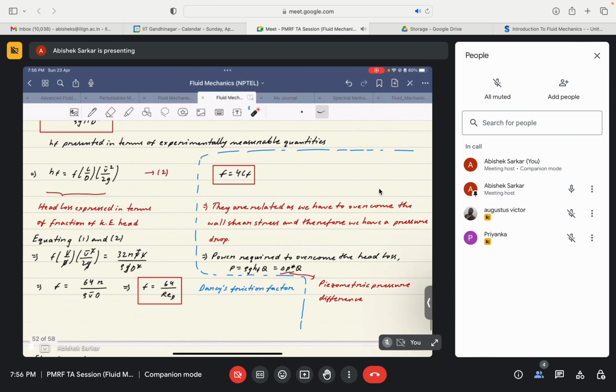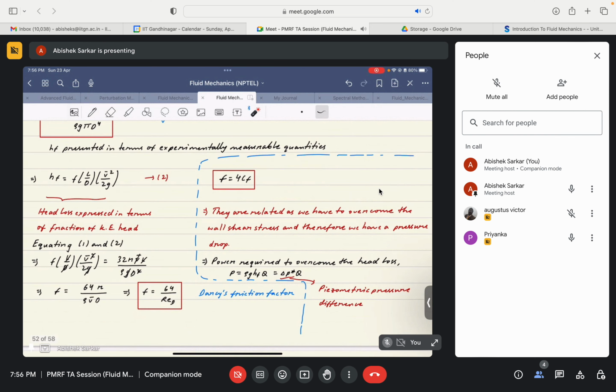So again, we have a relation between F and CF. As you can see, F is 4 times the Fanning friction factor, where CF was 16 by Re_D, right? That we initially found out by dividing the wall shear stress by half rho v square, right?